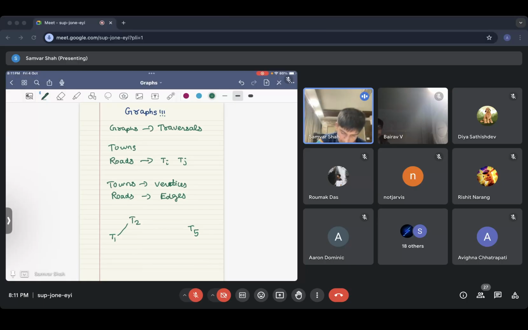Suppose you can go from T1 to T2 to T3 to T5, or you can go from T1 to T4 to T5, or you can go from T1 to T3 to T4 to T5. In a city, you would have multiple possible roads to reach from one place to another. In situations like this, something called graph traversals helps us a lot.